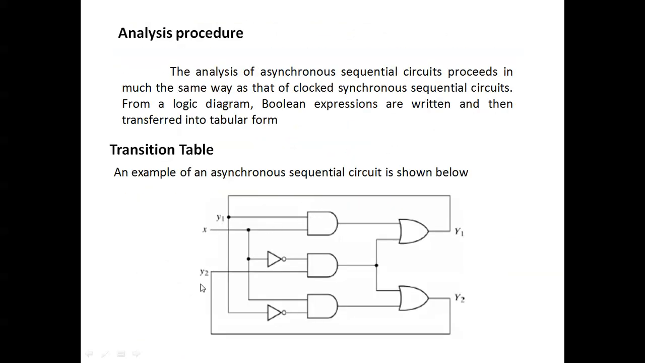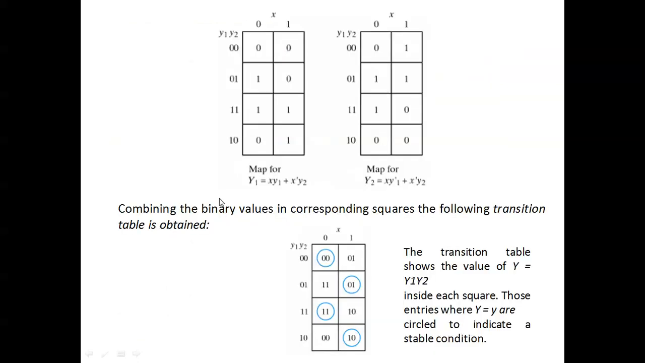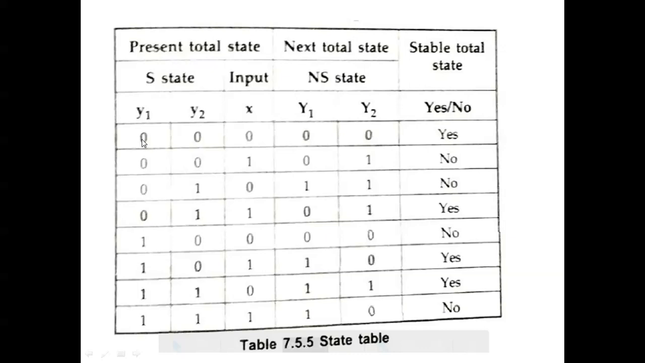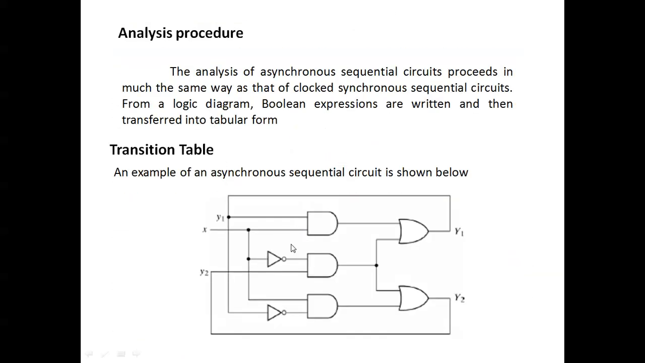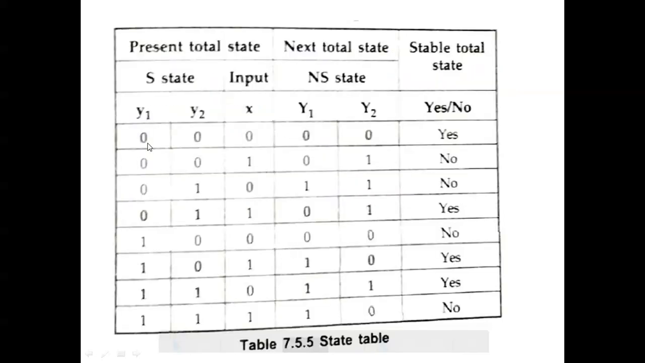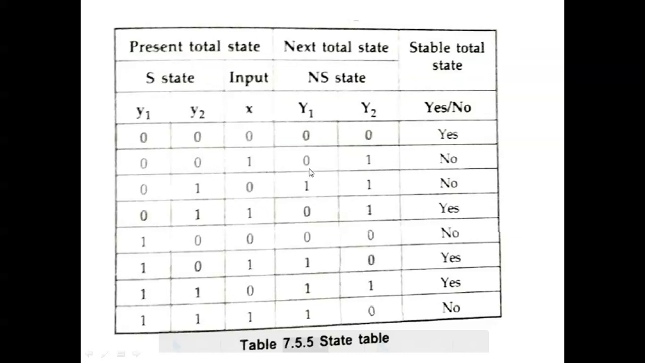Small y1 and y2 are the inputs, and the output is connected back to the input. So this is a feedback loop and there is no clock. This is called asynchronous. Based on the state table, they put the values 0 0 to 1 1, that is 0 to 3 in binary, and get the values of y1 y2.